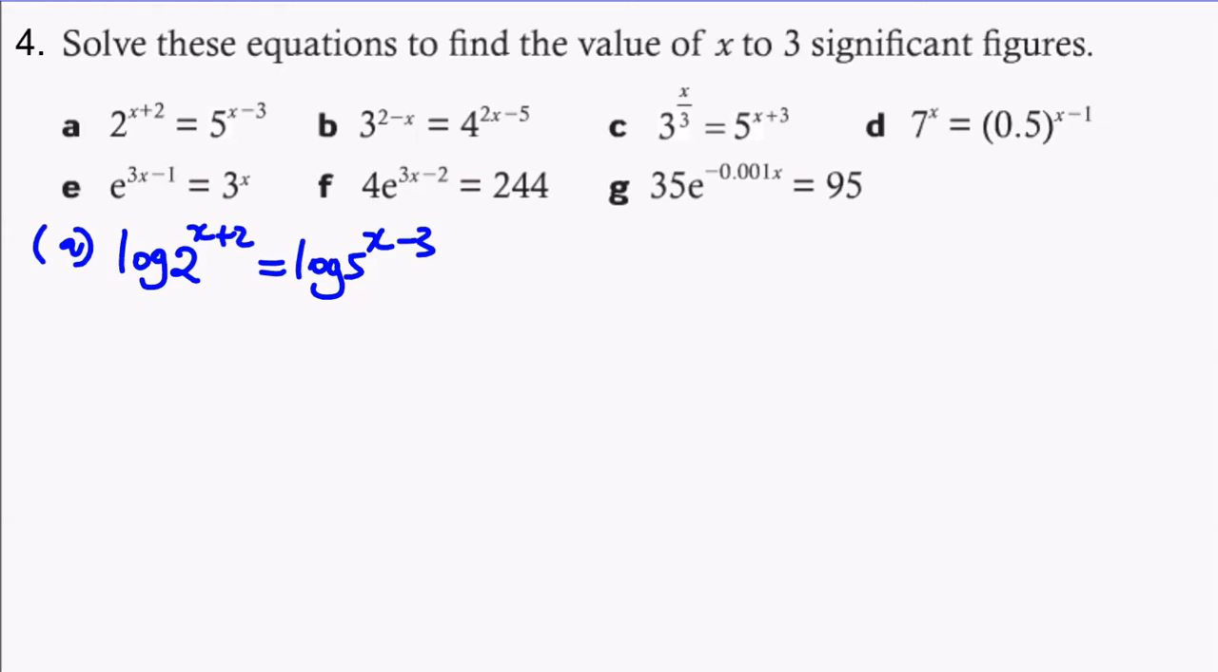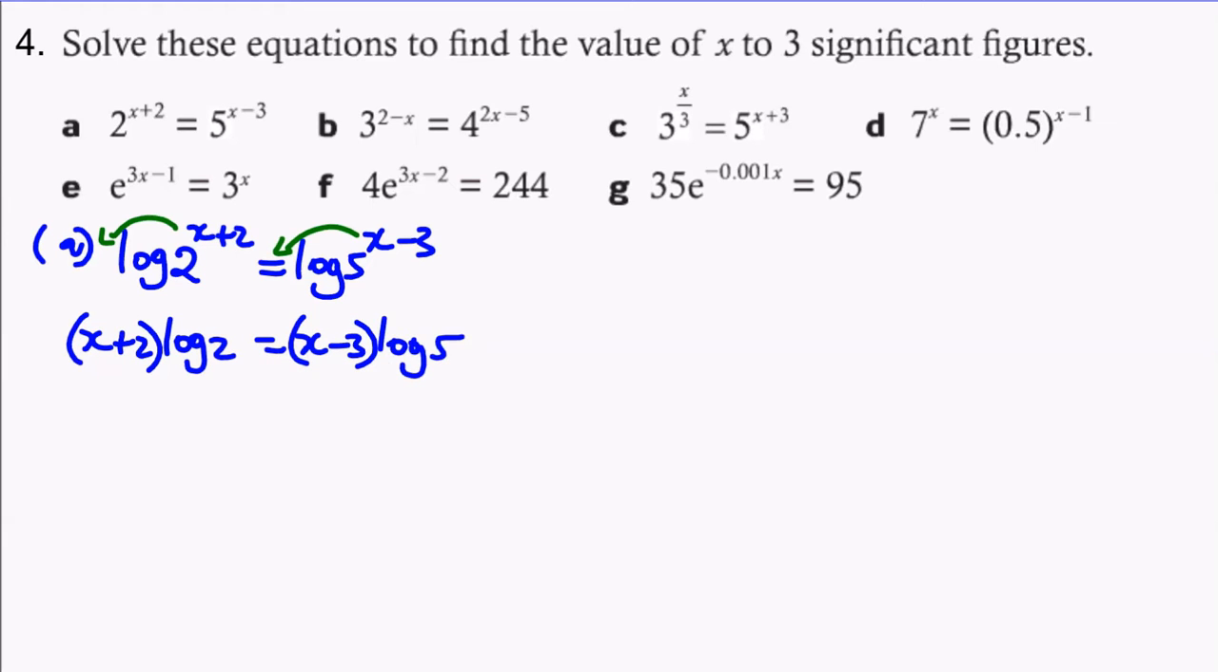And then what I'm going to do is bring these powers to the left. So I'll end up with x plus 2 log 2 is equal to x minus 3 log 5. And then expand the bracket: x log 2 plus 2 log 2 is equal to x log 5 minus 3 log 5.